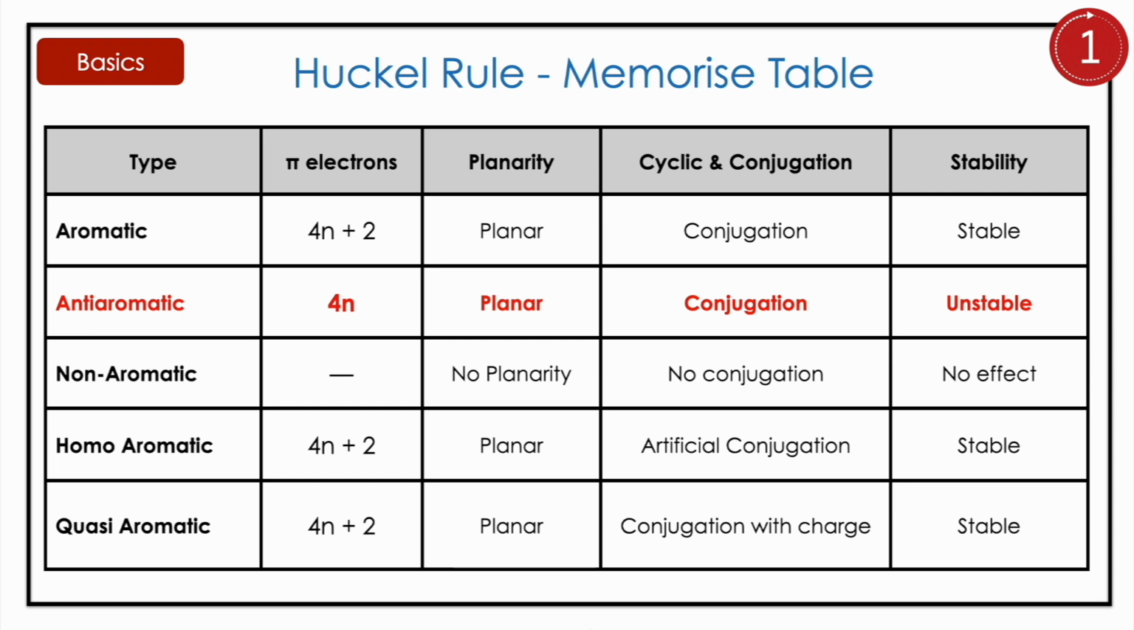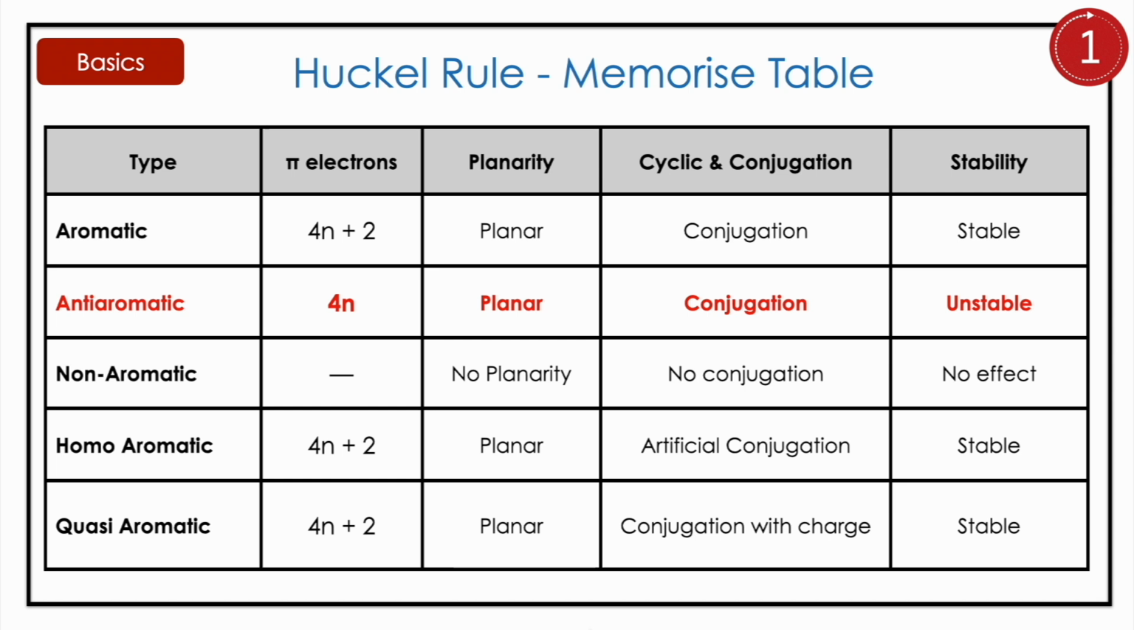Our focus here is anti-aromatic, but it is better you know all the aromaticity types. There are 5 types. Aromatic means 4n+2 pi electrons. Anti-aromatic, that is our interest, 4n pi electrons. Non-aromatic means a non-planar compound. Homoaromatic means it's an aromatic compound with artificial conjugation, not natural conjugation. Quasi-aromatic means conjugation with a charge.